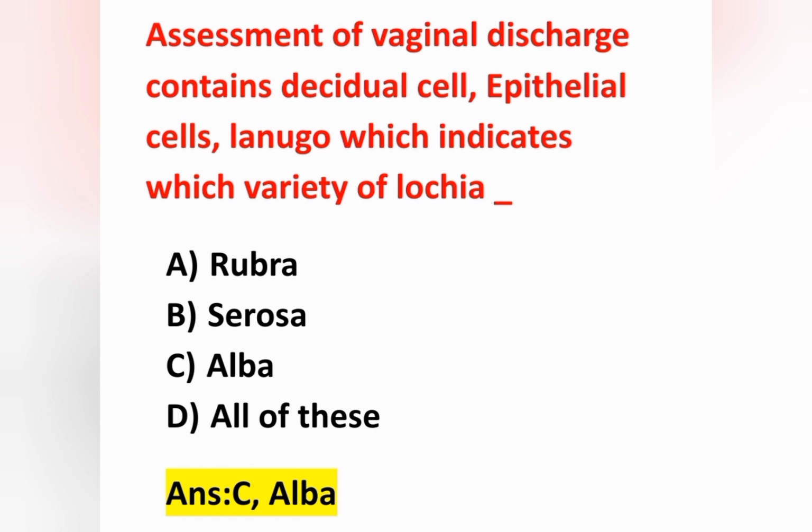Lochia consists of lochia rubra, lochia serosa and lochia alba. Lochia rubra is from the first day to the fourth day, red in color, and consists of RBCs and mainly decidual cells. Lochia serosa is from the 5th day to the 9th day, yellow in color, and mainly consists of WBCs. Lochia alba is from the 10th day to 14 days, clear or white in color, and consists of epithelial cells. Here our answer is lochia alba, option C.